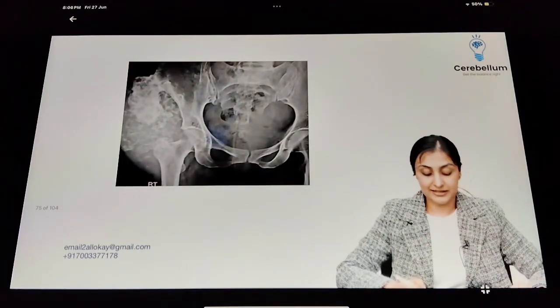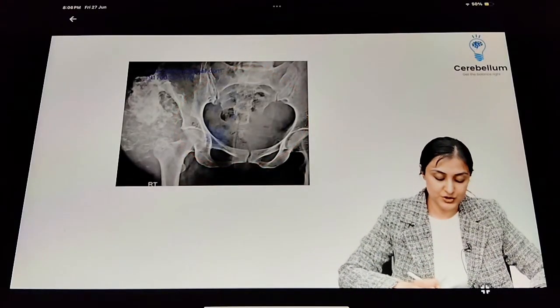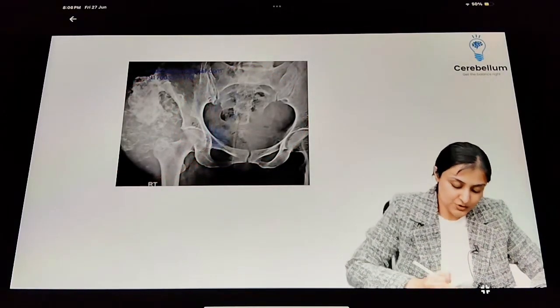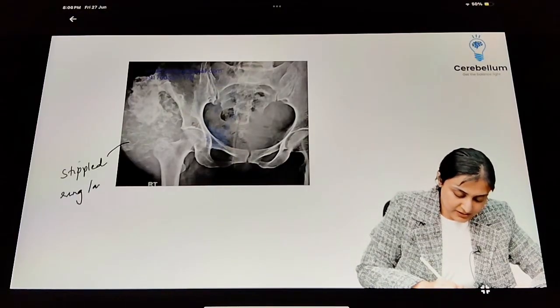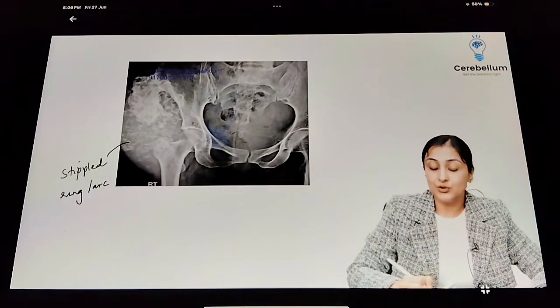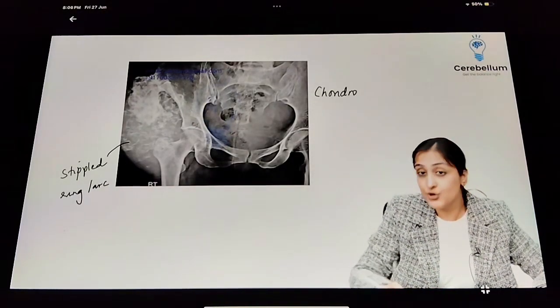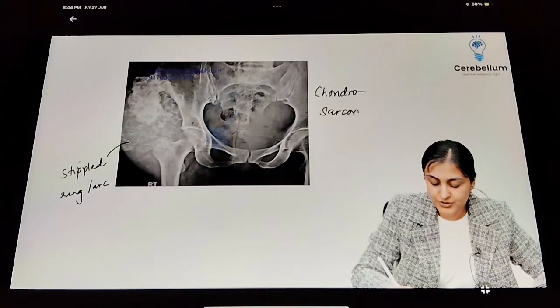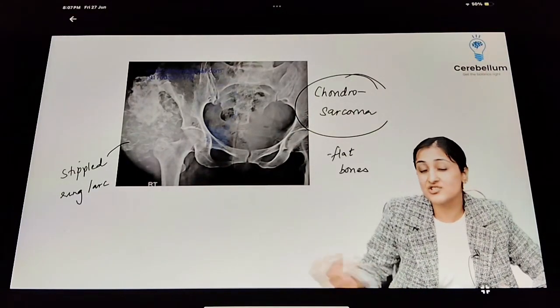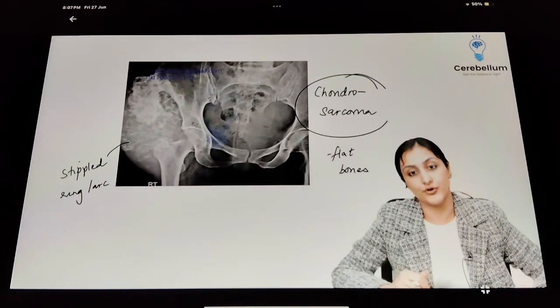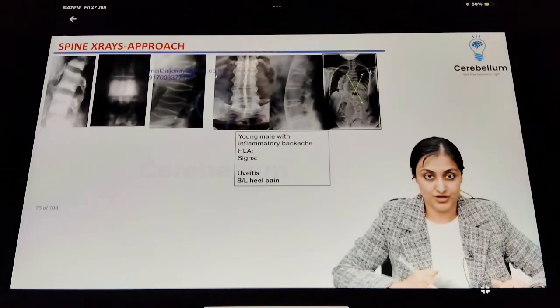One more tumor here where they show you the flat bones getting involved, and this huge tumor here having this sort of a stippled calcification, also called as ring and arc popcorn calcification. So when you have this, this is what is indicative of chondroid matrix. So this is chondrosarcoma, malignant tumor that frequently affects the flat bones like the pelvis, chest wall. Those are the usual sites of a chondrosarcoma. This is the classic matrix of a chondrosarcoma.